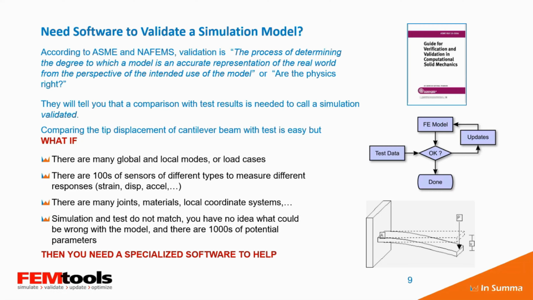But in a case like in the modal domain, you can have hundreds of modes, global modes, local modes. You have hundreds of sensors placed on the structure, different types of sensors, strain, displacement, accelerometers, and you have many joints, materials, local coordinate systems, and then you have a simulation that does not match the test. And you have no idea what could be wrong with the model. And there are thousands, if not 100,000 of potential parameters. I think that's a case where you need a specialized software like FEMtools to help you to be productive.